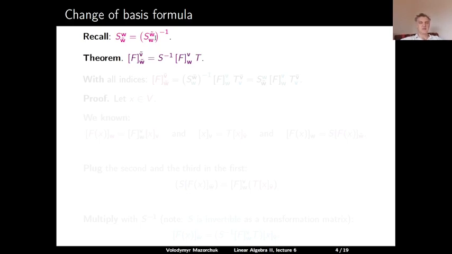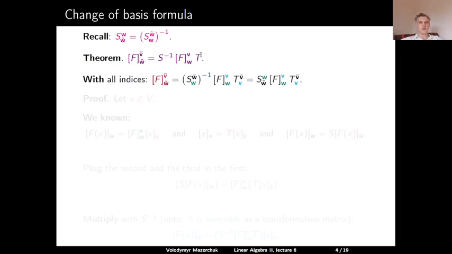The matrix of the linear map F with respect to the new bases bold W tilde and bold V tilde is equal to the following product. From the left, we start with S inverse, the inverse of the transformation matrix from bold W to bold W tilde. Then we have the matrix of F with respect to the old bases, bold W and bold V. And the third factor is the transformation matrix T from the basis V to the basis V tilde.